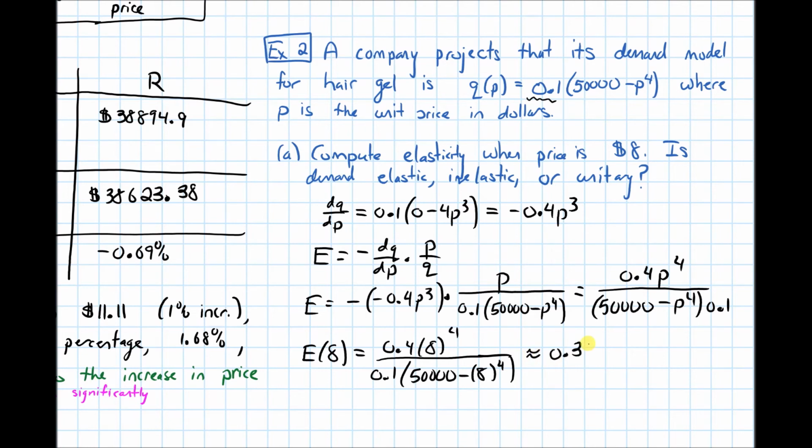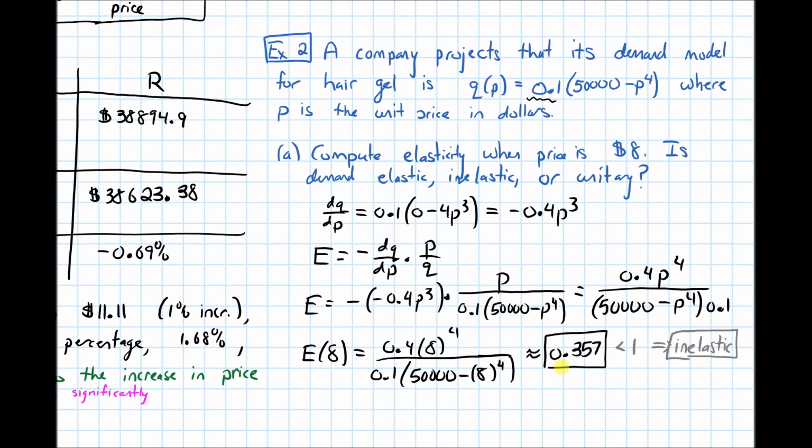So this ends up being less than 1. And because it's less than 1, that corresponds to a situation where the demand is inelastic with respect to price. So we would expect that by raising the price, the demand wouldn't drop by as big of a percentage. It would drop by a lower percentage than the price got raised. All right, let's look at part B.